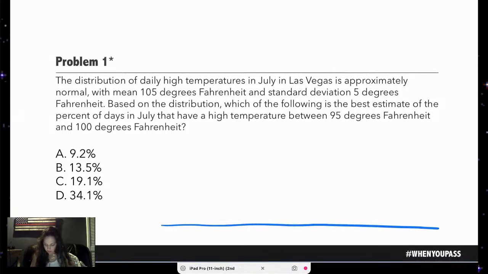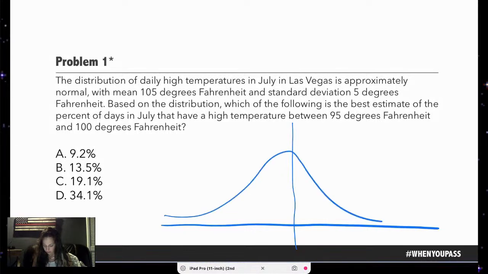So this line is not straight. I want to get it as straight as possible. So if I were to draw a bell curve, it would look something like this.